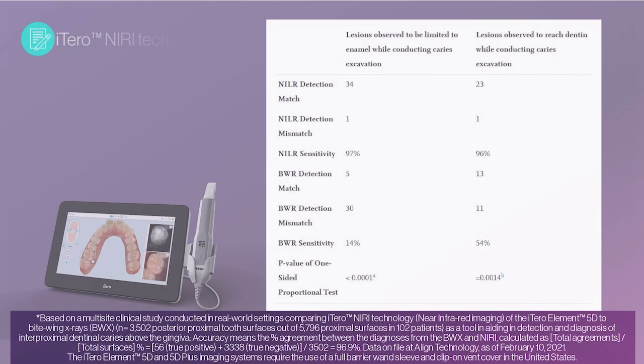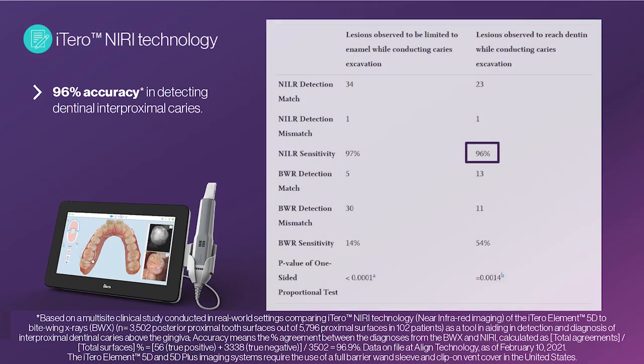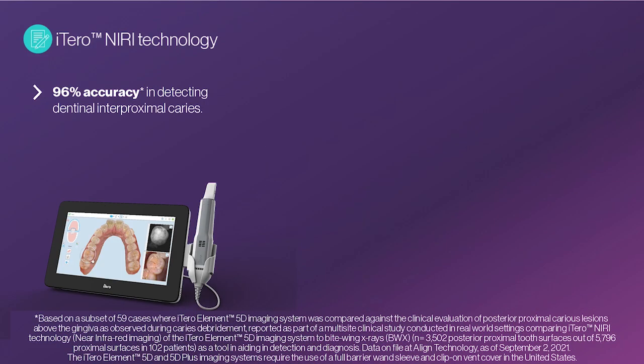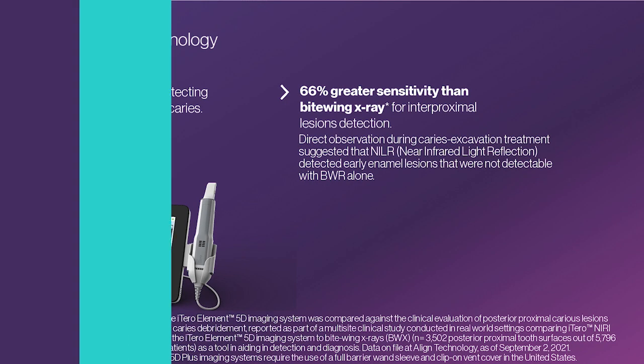In this study, iTero NIRI technology demonstrated 96% accuracy in detecting dentinal interproximal caries when compared to bite-wing X-ray. iTero NIRI technology also showed 66% greater sensitivity than bite-wing X-ray in interproximal lesion detection when compared to the clinical evaluation of posterior interproximal lesions observed during caries debridement.